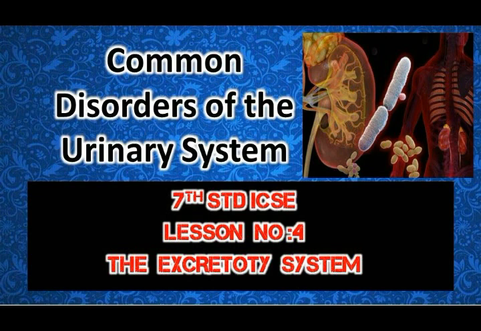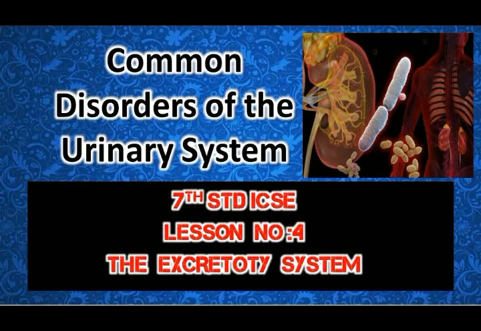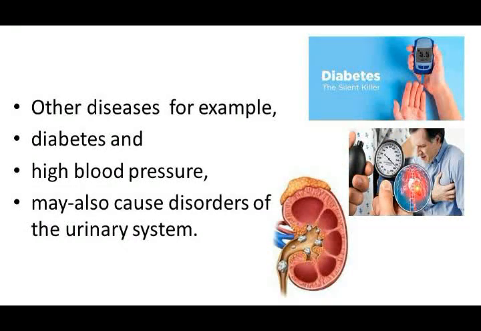Common disorders of the urinary system. Some infections affect our kidney, ureters, urinary bladder and urethra. They may be caused by infection, injury to the urinary system or inherited conditions. Other diseases, for example diabetes and high blood pressure, may also cause disorders of the urinary system.